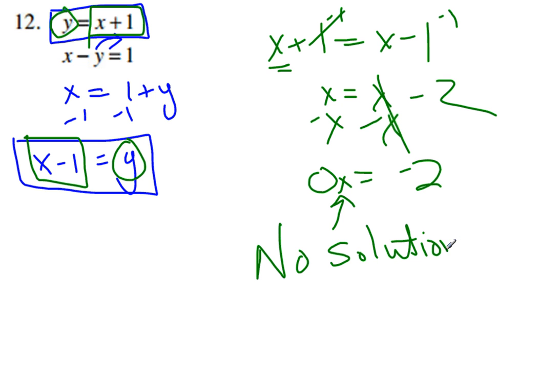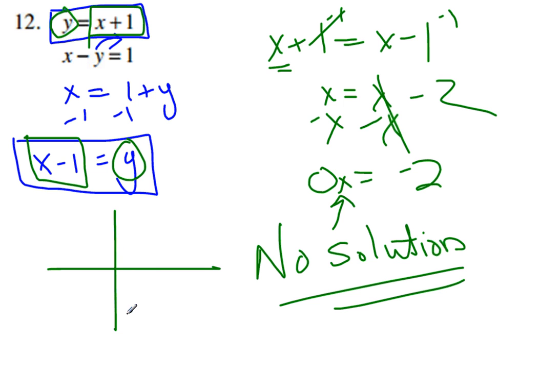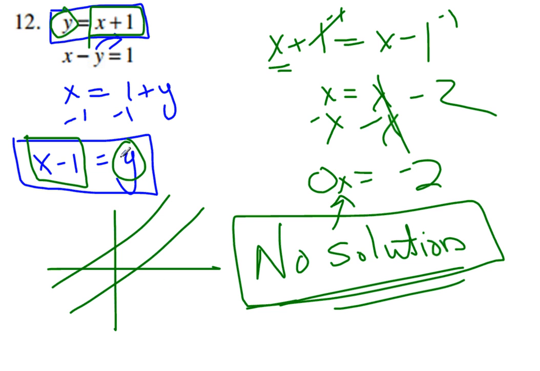Now, something that's kind of important that you need to understand: what does this no solution mean? Well, whenever I graph these lines, I'm not even going to look at the equations, I'm just graphing lines. These two lines are parallel. They never cross. If they never cross, there's no solution. They exist, but they don't cross. So there's no intersection point. So there's no ordered pair where they cross. So it just means they're parallel.